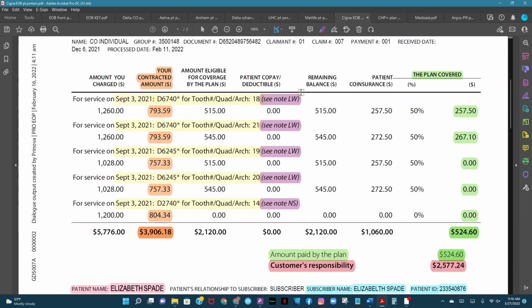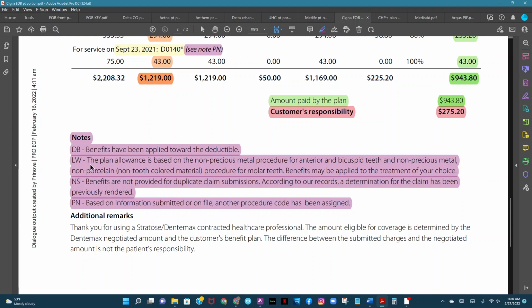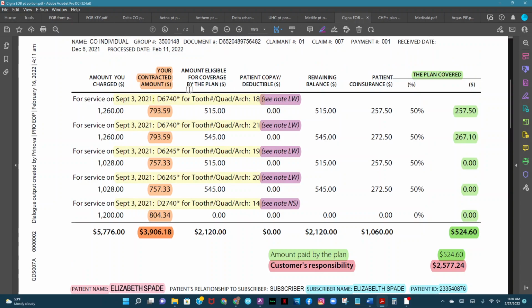Actually, before we go down to the next one, let's go ahead and look at the notes or the remark codes. We already looked at the NS down here, but let's look at these LWs. We scroll down. Plan allowance is based on the non-precious metal procedure for anterior. Benefits may be applied to the treatment of your choice. Okay. So that's just saying it is a down code, because they only cover the metals that we use. So that's why these fees are different here than they are over here, okay?